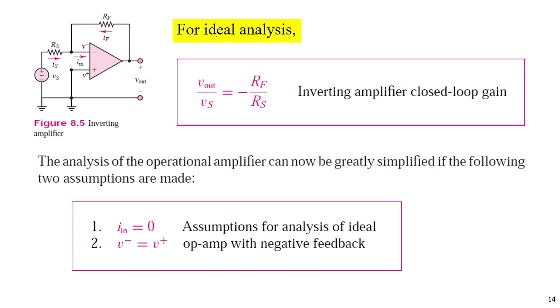For ideal analysis, we can just use this simple formula. If we know RF and we know RS, we just directly use this shortcut formula to compute the gain. And when we analyze the op amp, the key rule is In is virtually 0, and V negative and V positive are virtually equal to each other. This is a property of the op amp.